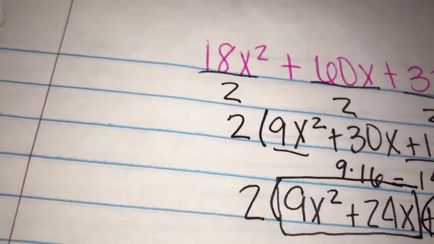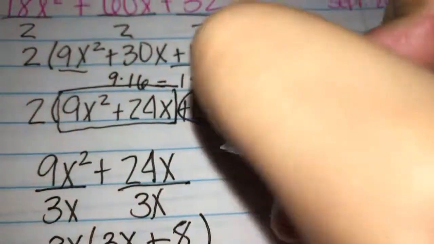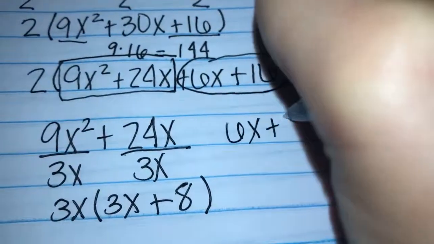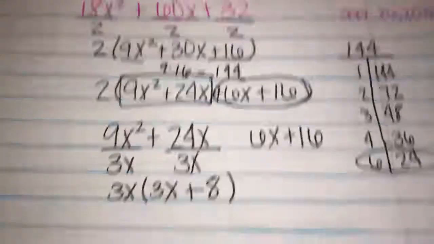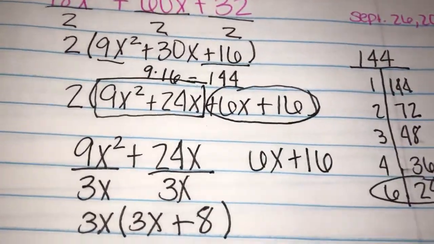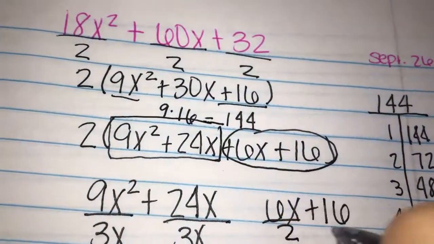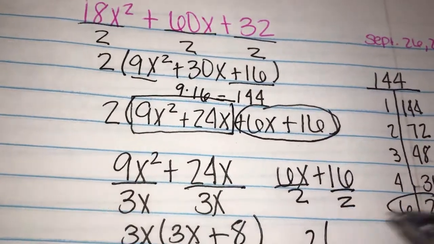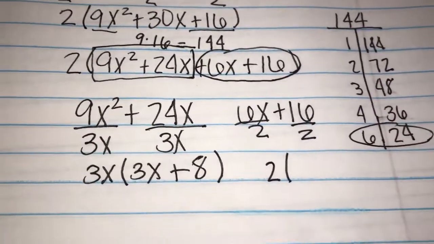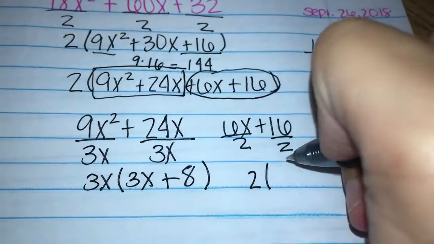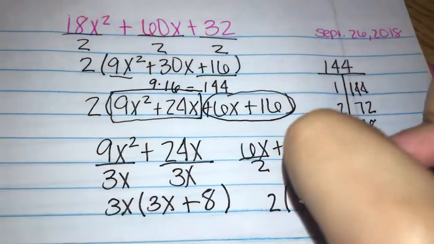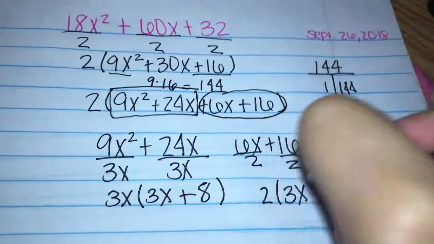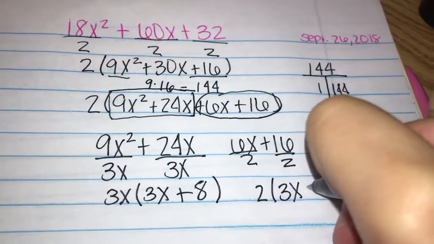Now we're going to look at the second side. 6x plus 16. Okay, and they both have 2. They're both divisible by 2. Okay, so we'll put the 2 on the outside of the parentheses to show what we divided by. 6x divided by 2 is 3x, and then 16 divided by 2 is 8.